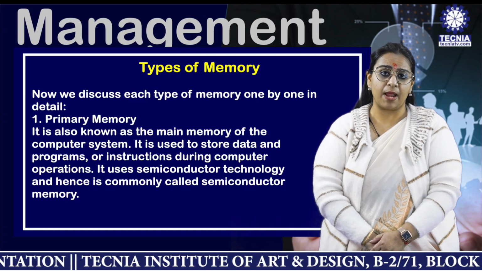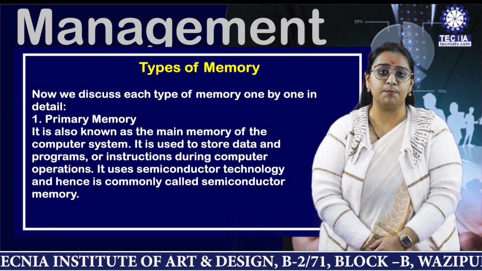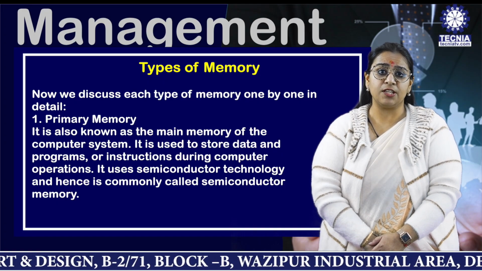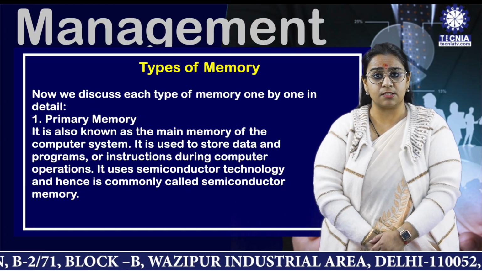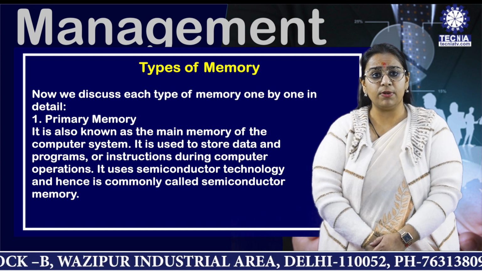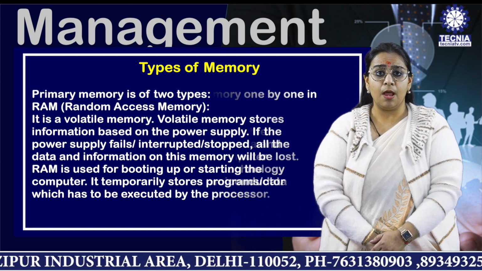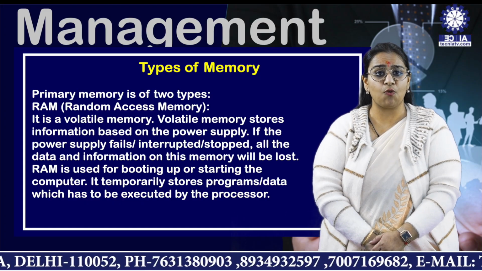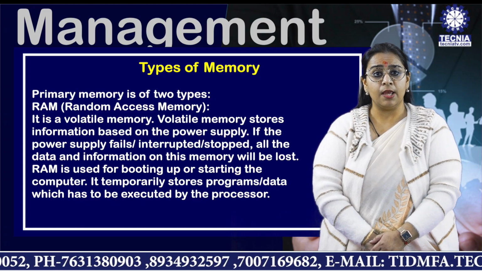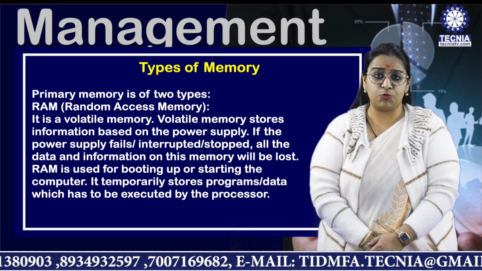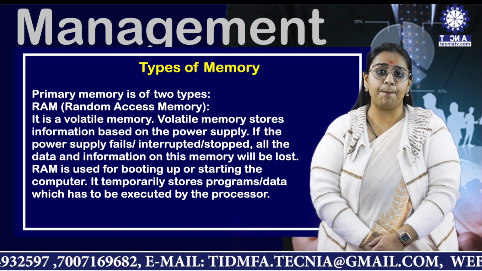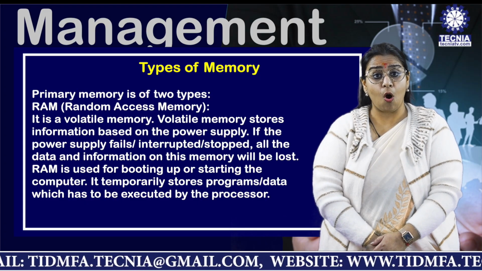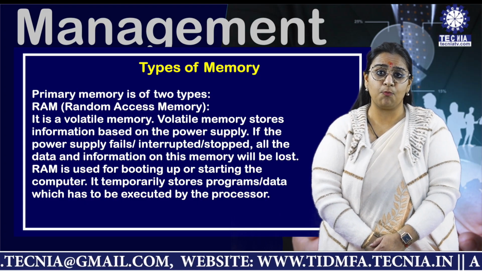First one is the primary memory. It is also known as the main memory of the computer system. It is used to store data and uses semiconductor technology, hence it is commonly called the semiconductor memory. Primary memory is of two types. The first one is RAM, which stands for random access memory. It is a volatile memory, which holds information based on the power supply. If the power supply fails, is interrupted or stopped, all the data and information in this memory will be lost.